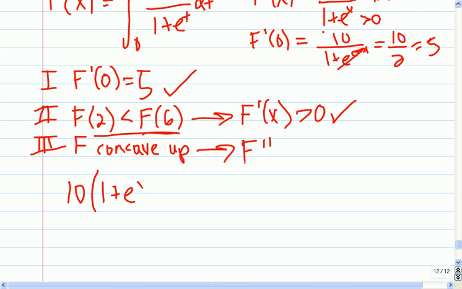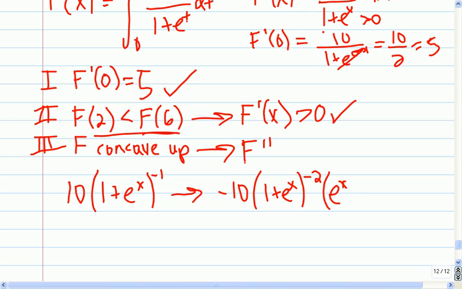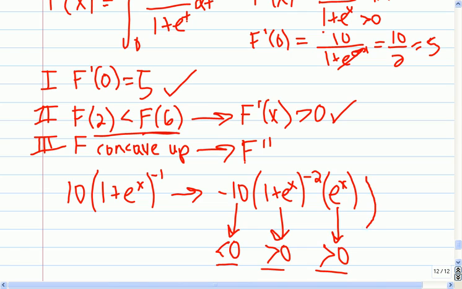1 plus e to the x, to the negative 1. That means if I take the derivative of this, I'm going to get negative 10 times 1 plus e to the x, to the negative 2. Derivative of the inside is e to the x. So here's what I do: I look at my pieces. This piece here is always going to be negative. This piece here is always going to be positive. 1 plus e to the x will be a number greater than 0. e to the x is always positive. So you take your 3 factors, a negative times a positive times a positive. The result is always going to be negative.